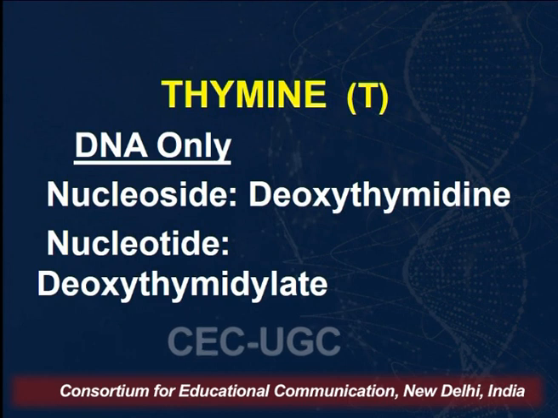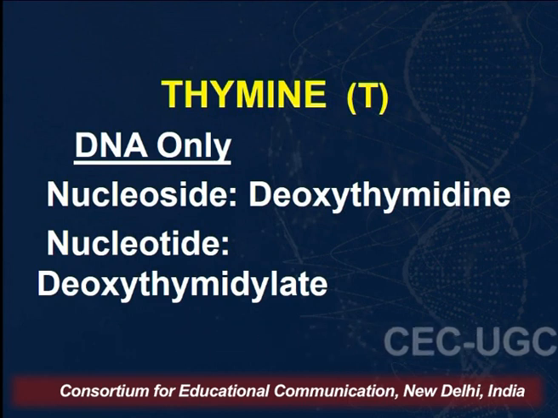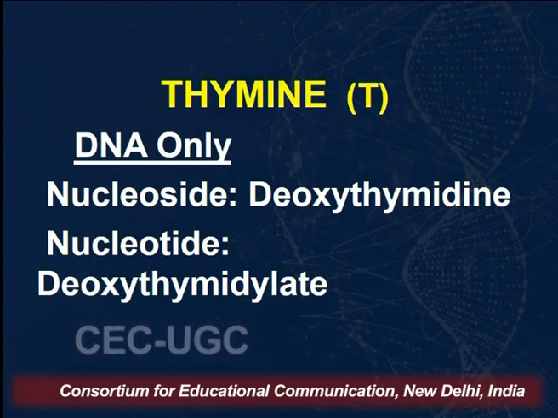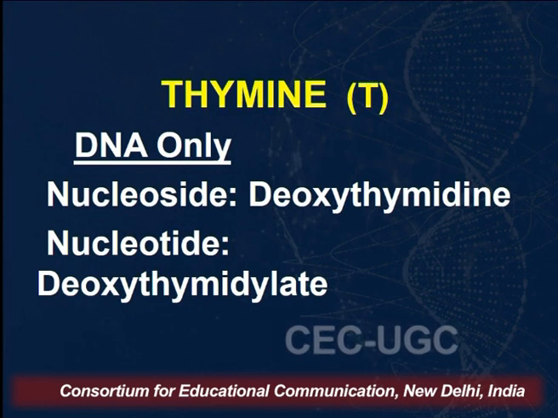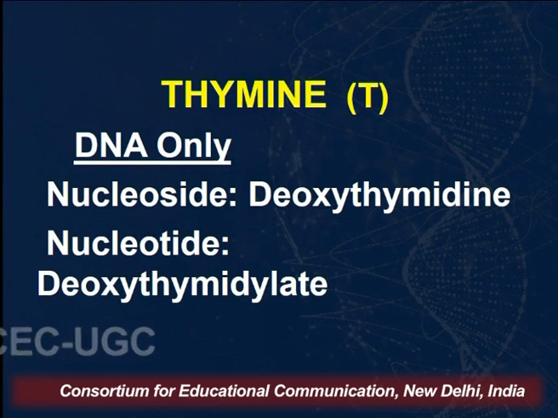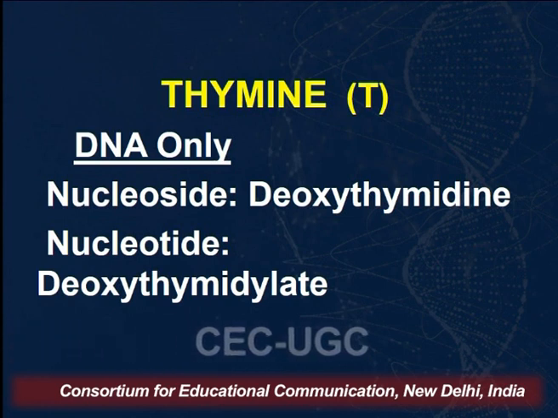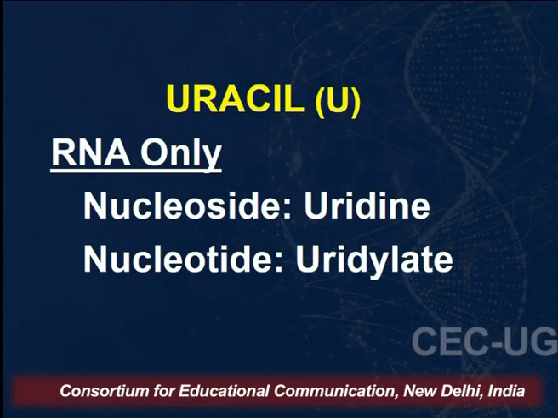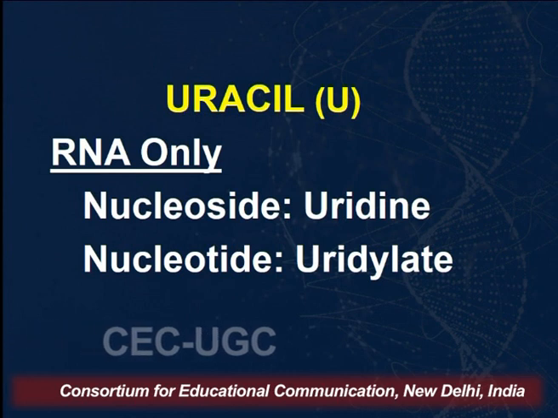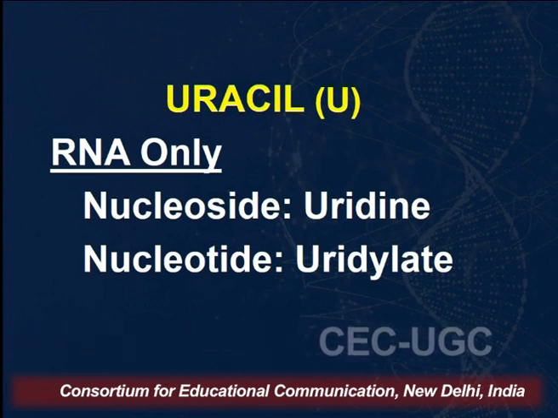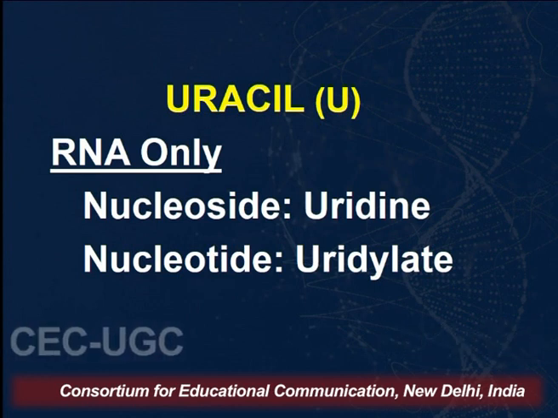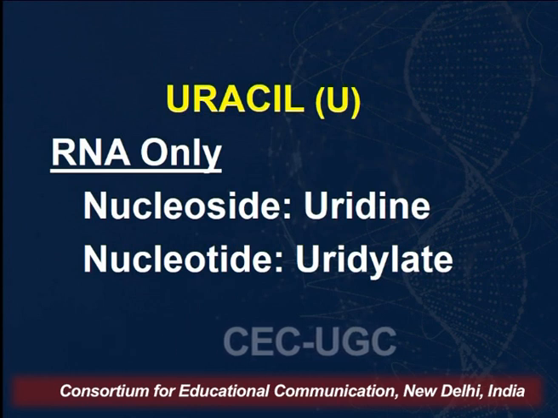Since thymine is present only in DNA, we'll just add the word deoxy. For thymine in DNA, since the sugar is deoxyribose, it will be deoxythymidine, that is the nucleoside, and the nucleotide will be deoxythymidylate. And when we talk of uracil, you have to remember, in RNA we have uracil in place of thymine. So in this case, the nucleoside will be uridine and the nucleotide would be uridylate.